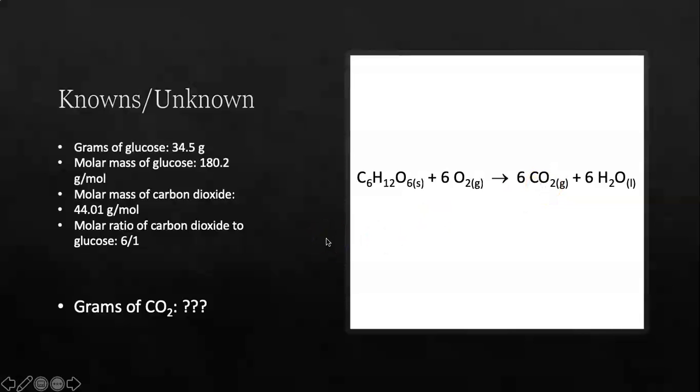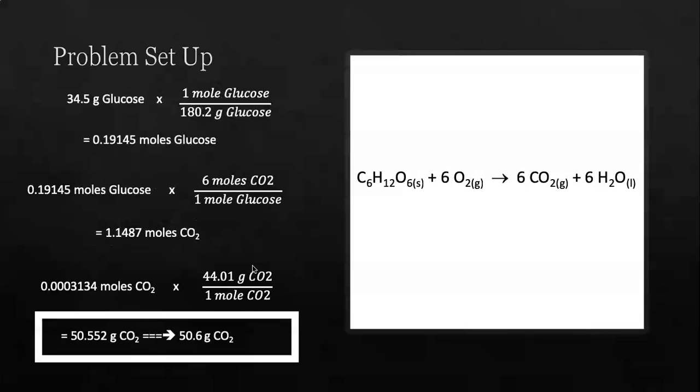And finally, we know the molar ratio of carbon dioxide to glucose, which is 6:1, and we can determine that by looking at the chemical formula. We see here that there are 6 moles of carbon dioxide to every 1 mole of glucose. So the only thing we don't know is the grams of carbon dioxide. And we are going to set up that problem here.